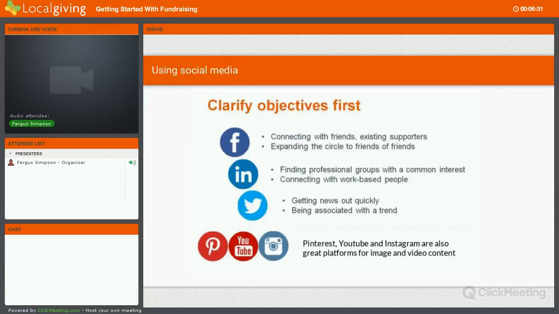It's also worth briefly thinking about different social media platforms. Through Local Giving, there are easy share tools, so you can share your page on Facebook, Twitter. So just think about what those different platforms are for and why those might work for your organization. So Facebook is for friends and existing supporters and expanding that circle to friends of friends. Whereas LinkedIn would be best if you're contacting local businesses, say. And Twitter will be best for getting news out quickly and being associated with a trend. So if there's something happening in the news currently that's related to your cause or something in the local press, Twitter might be the best way to disseminate that information.